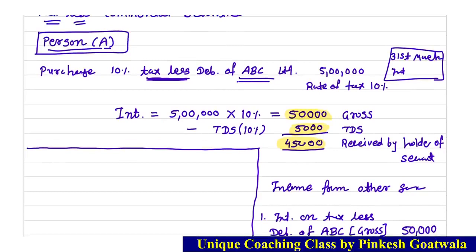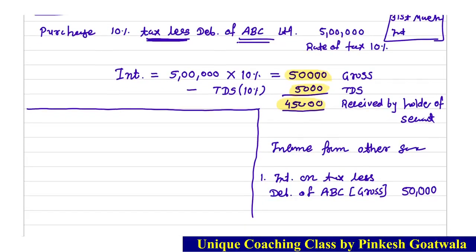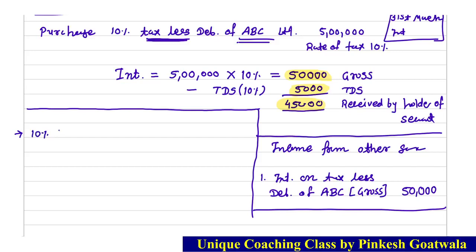Whatever the interest is, tax is deducted from it and the remaining amount will be paid. And when we prepare our statement, we have to show the gross amount. But in a question, which type of information will they give? The first information may be like this: 10% tax less debenture of ABC Limited 5 lakh. In a question this type of information will be given.